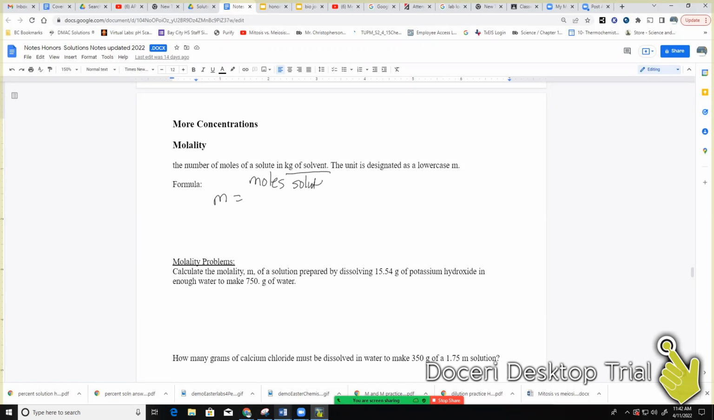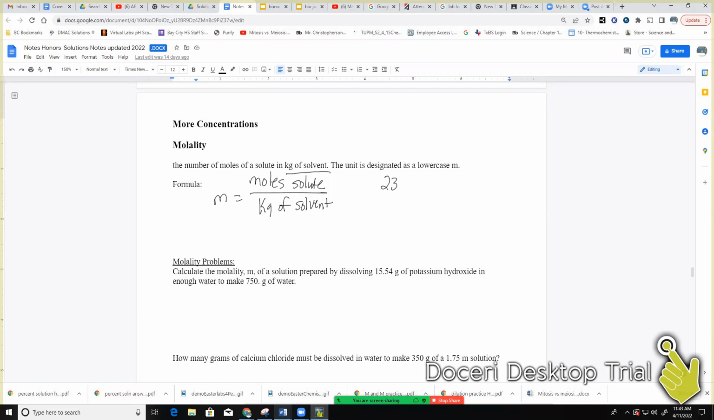solute divided by kilograms of solvent. I don't see this concentration measured this way very often. And probably one of the reasons is when it says kilograms of solvent, usually our solvent is some kind of liquid, and we're more likely to have it in a volume measurement than in a mass measurement. So that makes this a little bit difficult.